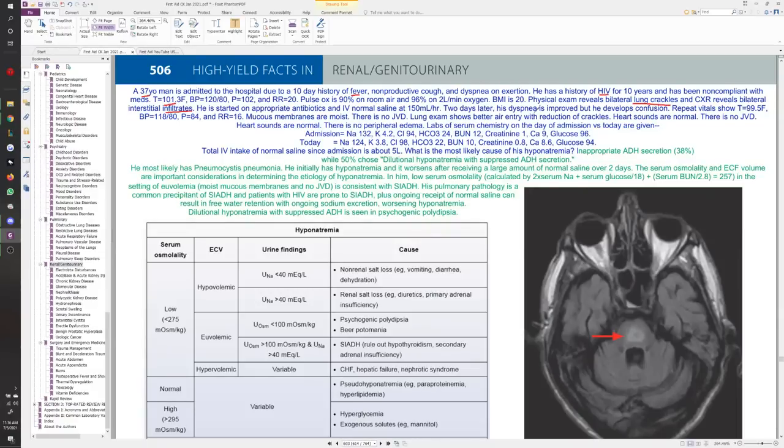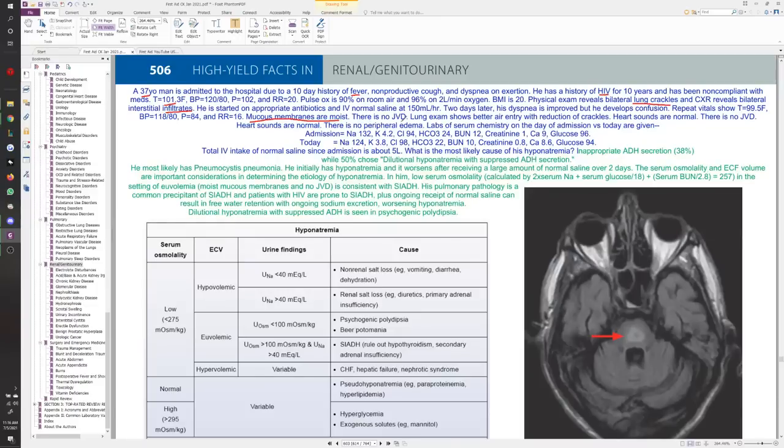Alright. Two days later, his dyspnea has improved, but he develops confusion. Repeat vitals show temperature, blood pressure, pulse, respiratory rate are all looking fine. Mucous membranes are moist. Oh, see, anytime you see this sentence, it should be a giveaway for the answer, especially if right after that sentence you see the answer choice. There is no JVD. Lung exam shows better air entry with reduction of crackles. Okay, so they fixed him.